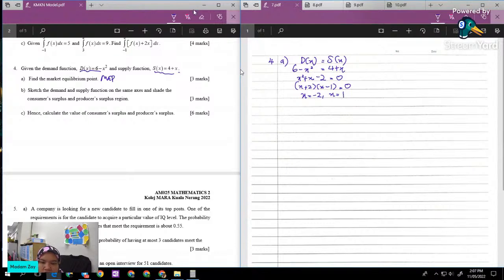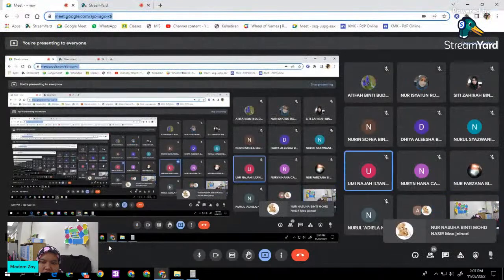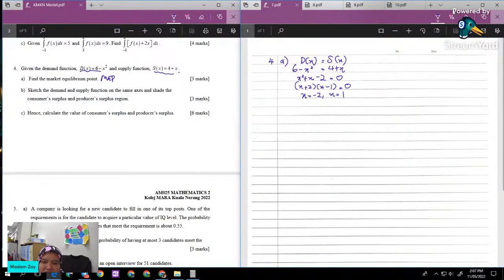Okay, tapi kita nak pilih yang mana? Negatif 2 ke 1? 1. Sebab apa? Quantity must be positive kan? So, reject. So, we have x equal to 1. So, the y is equal to, we substitute 1 into any of the functions. So, 4 plus 1 which is equal to 5. Okay, so we have x equal to 1, y equal to 5. So, the point itself, jangan lupa letak jawapan dia. Market equilibrium point kita adalah (1, 5). Okay, kena letak dalam bentuk point lah.